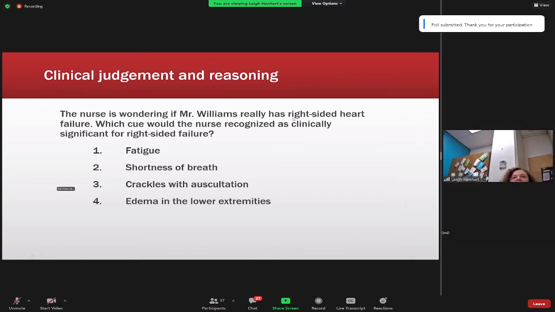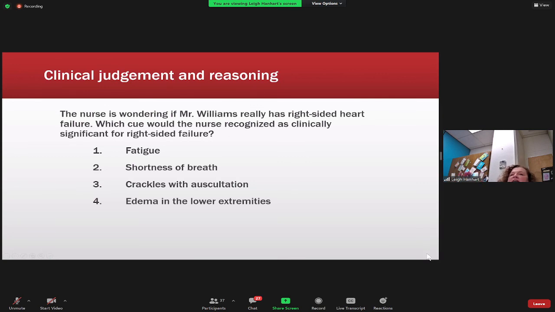So we always look at what the question is asking. It's right-sided heart failure, and what would be significant for right-sided heart failure, a symptom. Fatigue is going to be for either left or right-sided, right? Shortness of breath and crackles are always going to be strictly left side, but edema in the lower extremities would be specific to right-sided failure. Okay, good. I'm going to relaunch it.